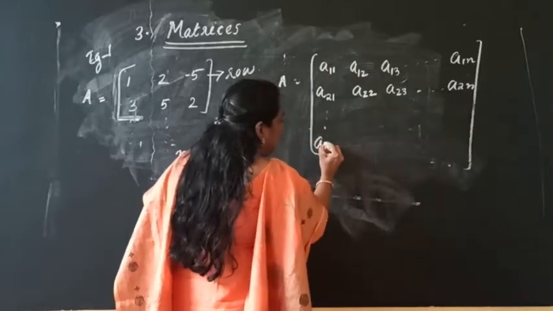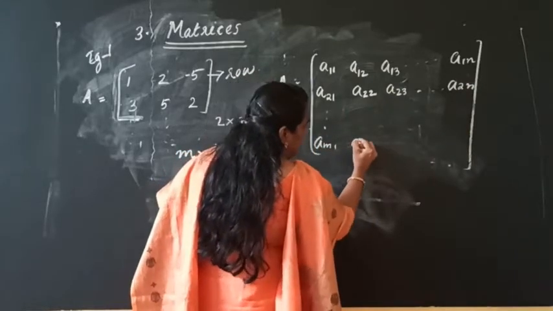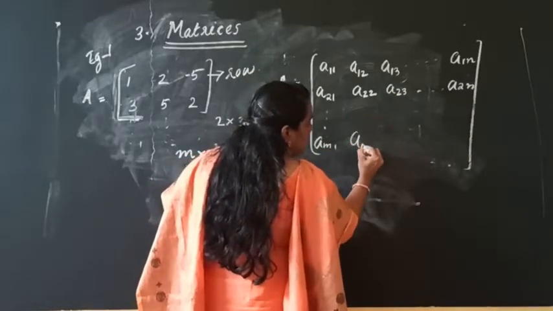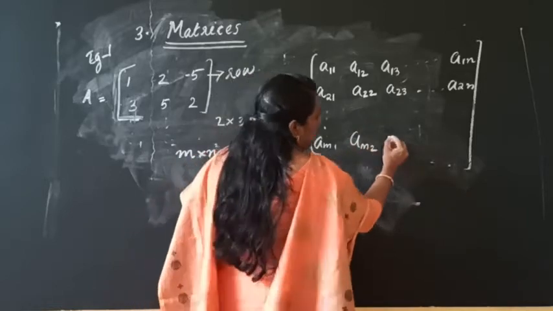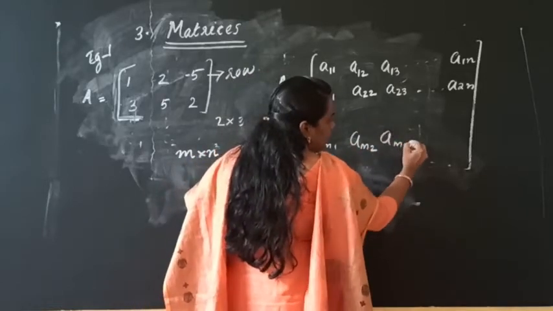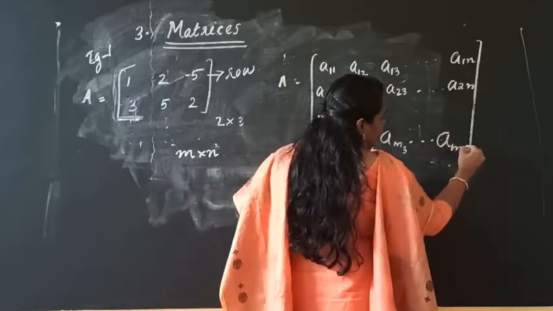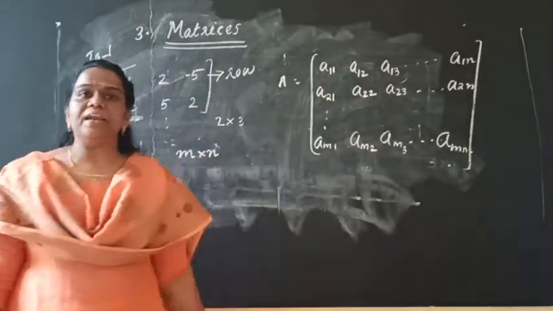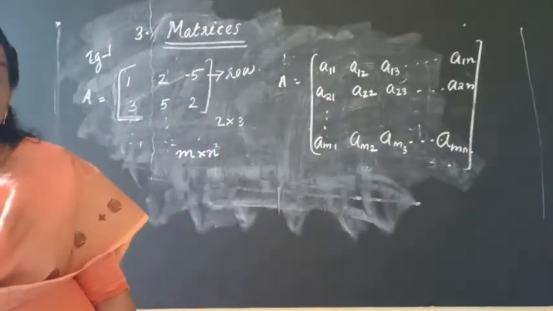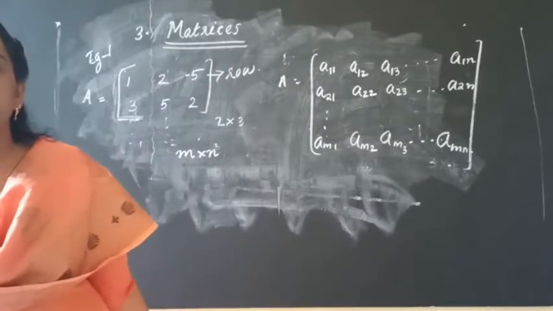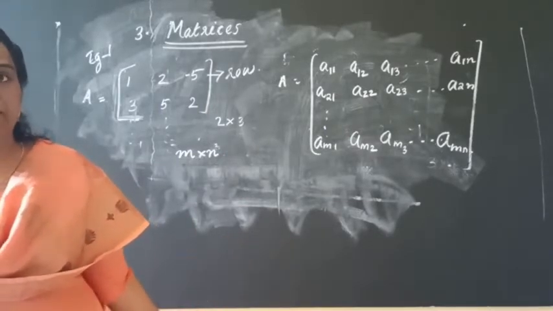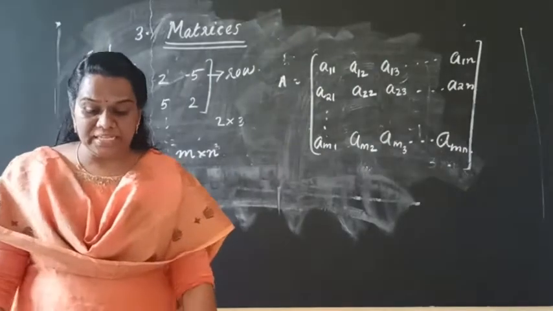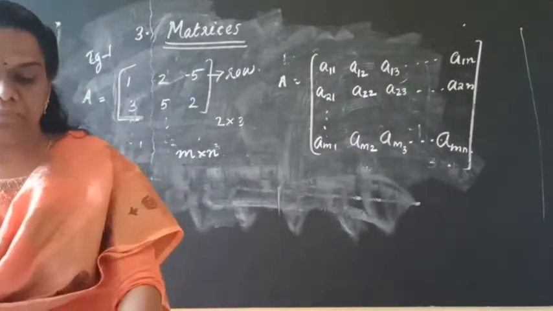Similarly, Am1, Am2, Am3 up to Amn. This is the general form of a matrix having which order? M by n. Clear? M by n order. Order is m by n. Okay?